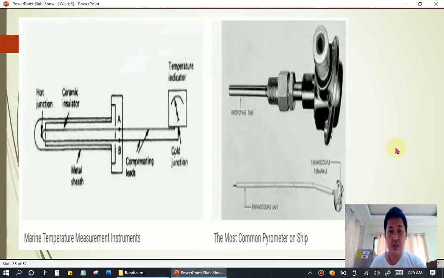So here, this is, let's say, the housing or the individual exhaust manifold of your engine. So you put the sensor here, and this is wired going to the temperature indicator, so in the engine control room. So there is also a local temperature, the pyrometer in each cylinder that is also wired, but it is around 1 meter.